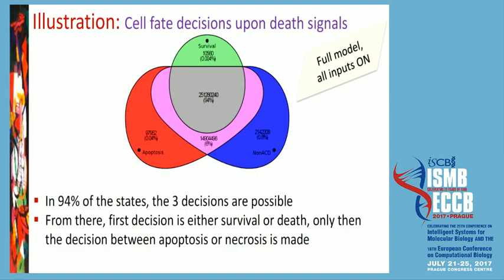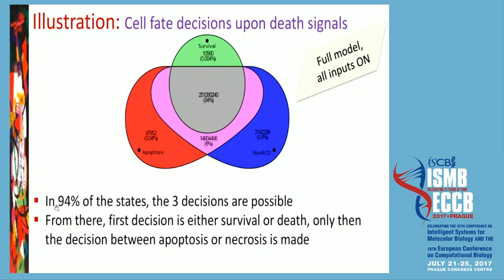So going back to our illustration, here is the Venn diagram describing the structure of the whole state transition graph, or the whole dynamics, for the full model. Here I didn't reduce, meaning I have 25 evolving components. All my inputs are on, meaning it's the situation where the cell death receptors are activated. And we can then assess the structure.